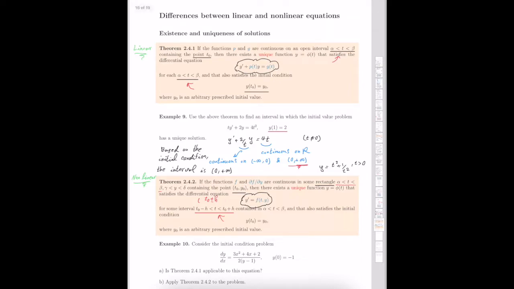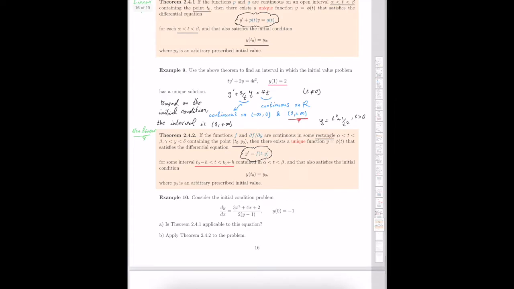So anyways, let me just avoid these distractions. So again, first, there is a unique solution, not in alpha beta, but in some subset, or subinterval, of alpha beta. And then second, it satisfies the initial condition. So the second part is the same as before. It's just any initial condition that we will have.